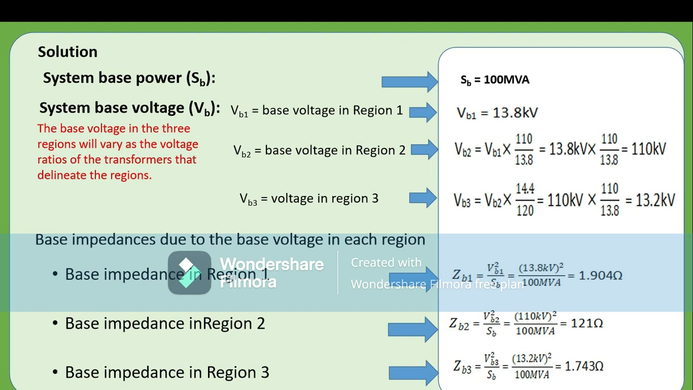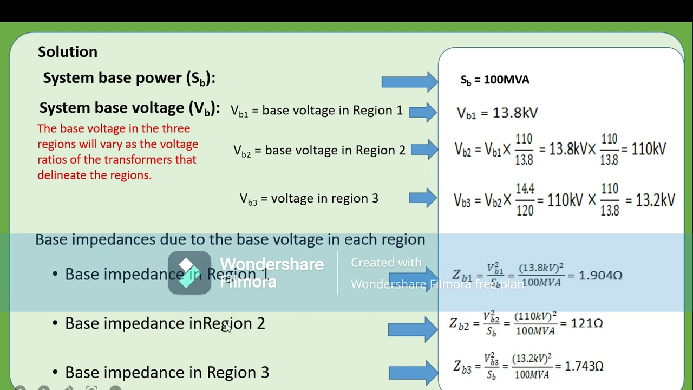Okay, like we said in the procedure, we choose the base powers, choose the base voltages, then also calculate the base impedance for the different voltages. So you can see we can get the base impedance. For region 1, we have that the base impedance ZB1 is based on the voltage in region 1. We remember this formula, and this is what it's going to be.